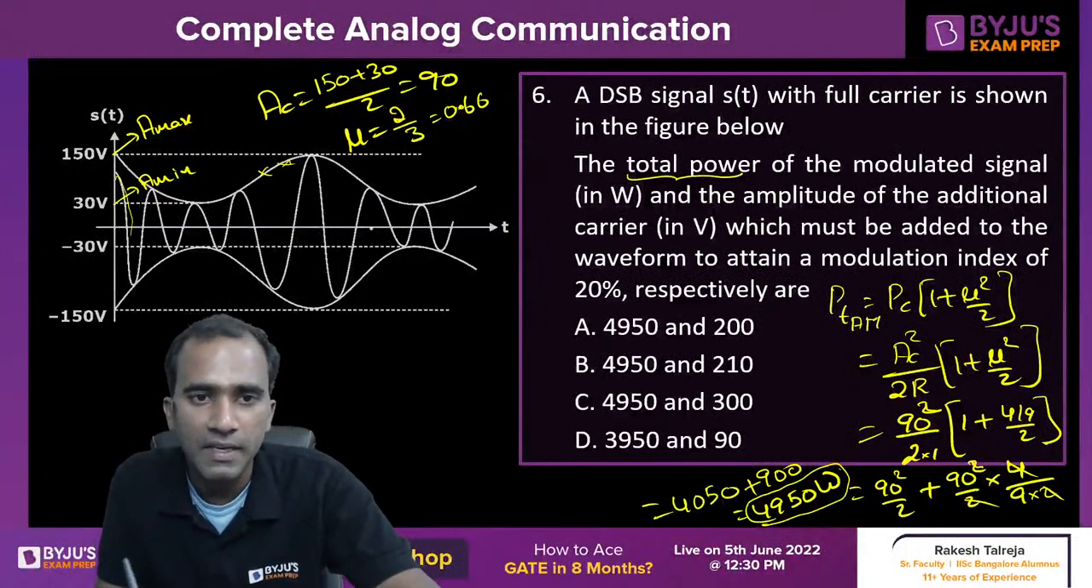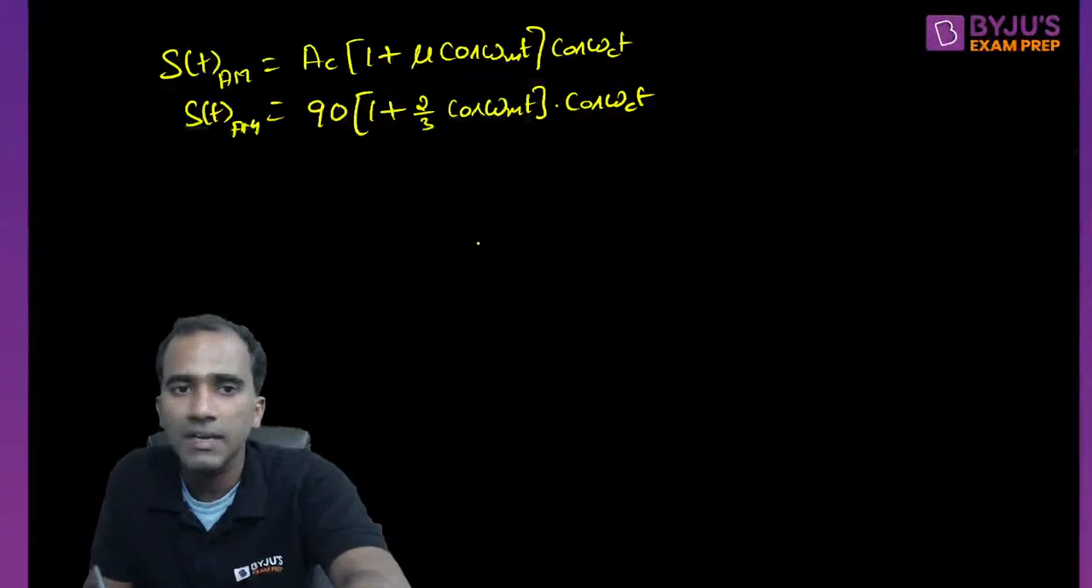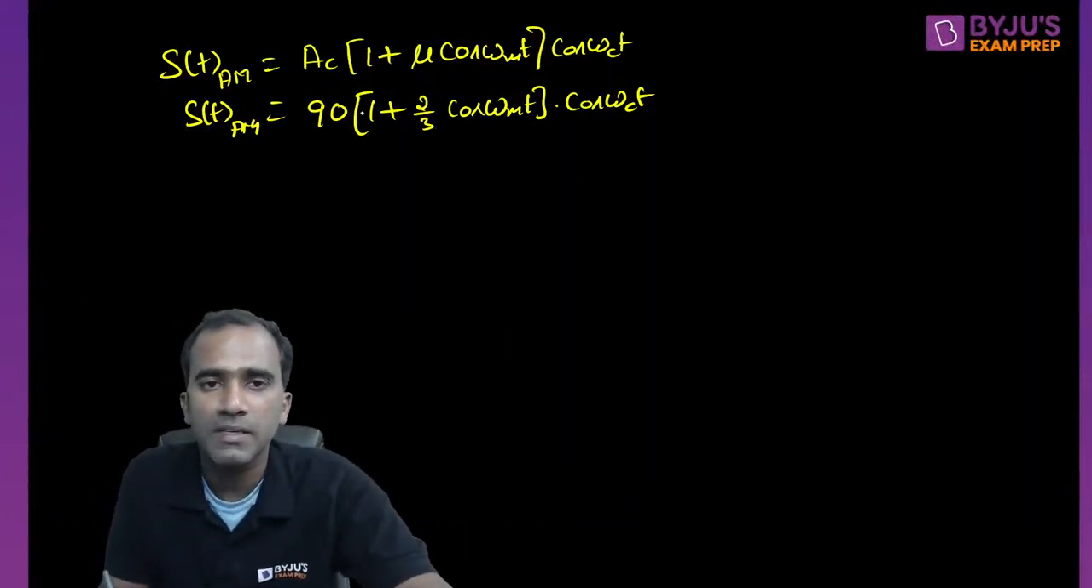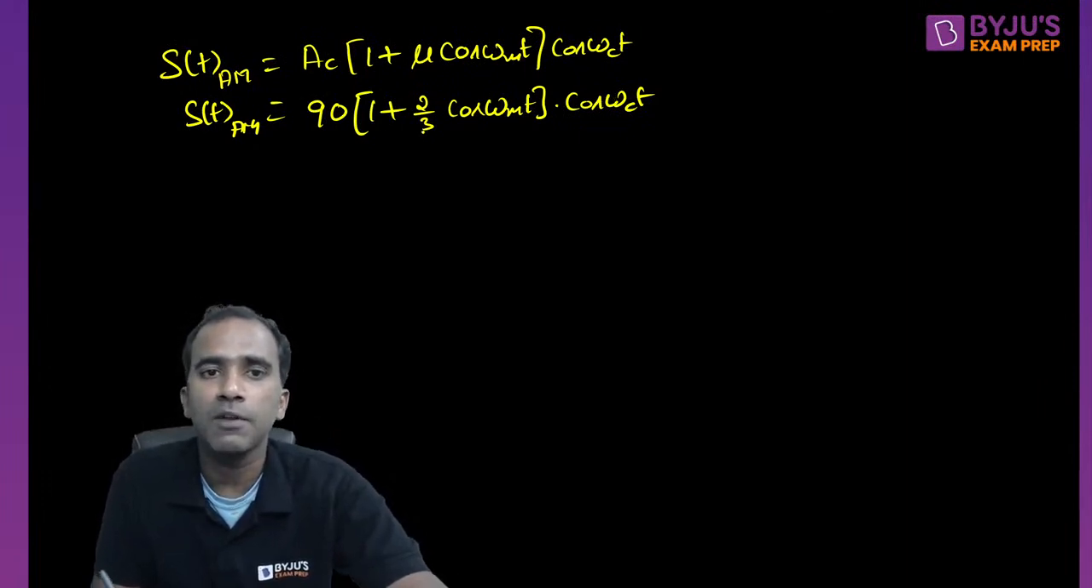Whatever diagram is given here, this is the AM modulated signal, and that signal's equation I have written from the parameters that we know. We don't know some things. We don't know the frequency of the message. We don't know the frequency of the carrier. Apart from those things, whatever we know, we have written.